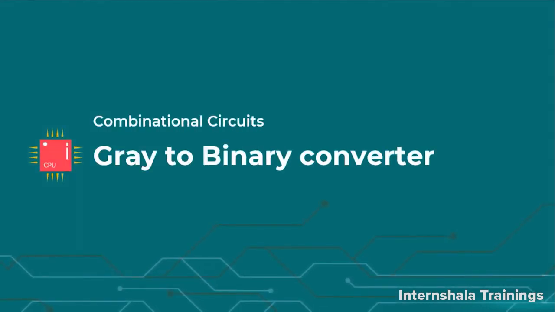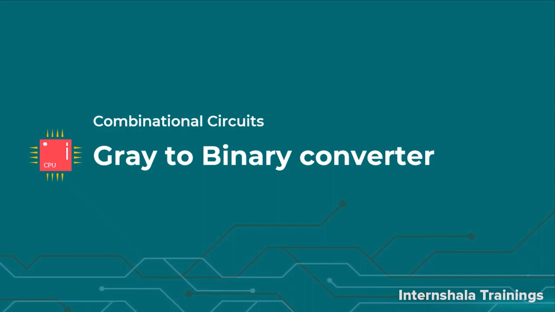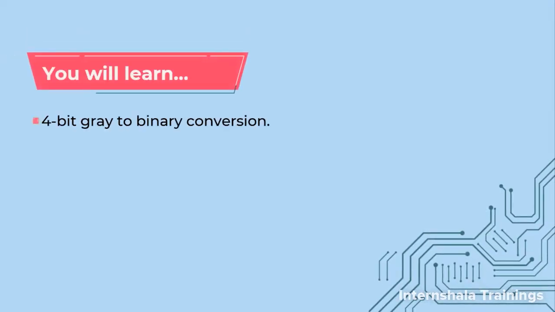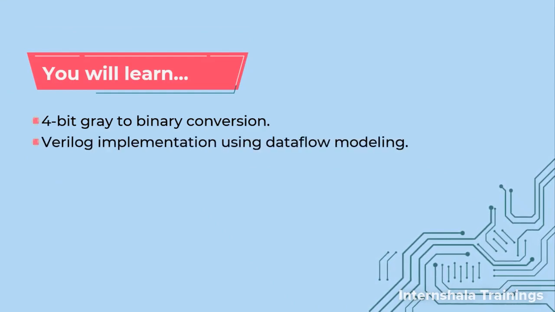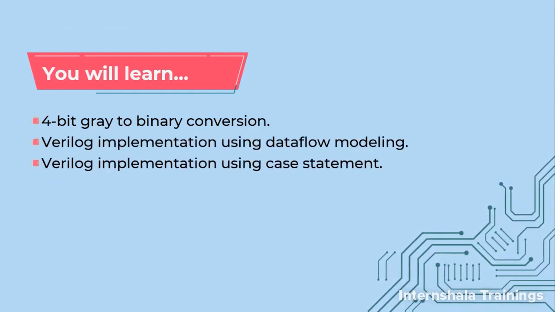So we talked about binary to gray conversion. Now let us talk about the opposite, and that is gray to binary converters. So in this video we are going to talk about 4-bit gray to binary conversion and how we can implement it in Verilog using case statements. So let us get started.